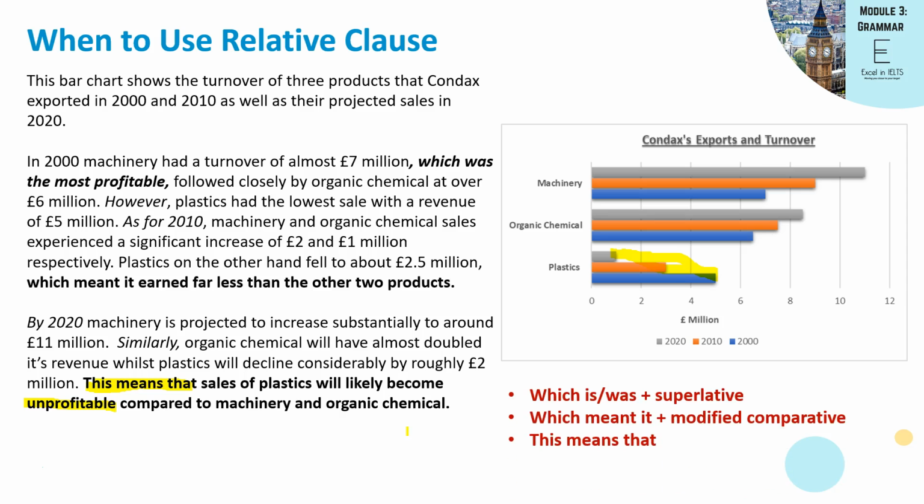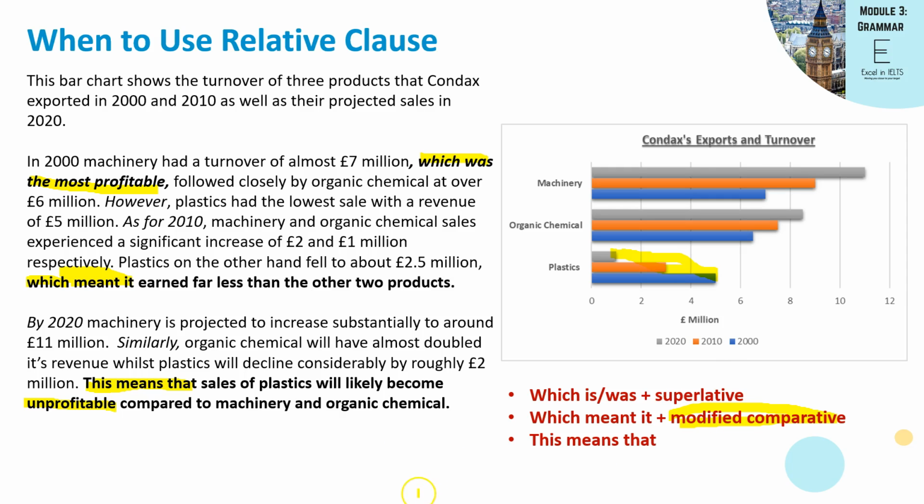So you can use the relative pronoun followed by the superlative, like I've done here. You can use the relative pronoun which and meant, in this case using a modified comparative as well. Or you can simply use this means that to add another comment. So these are the three different ways you can comment on data, and it's not really rigid. You can use a comparative here instead, or you can use a superlative here as well.